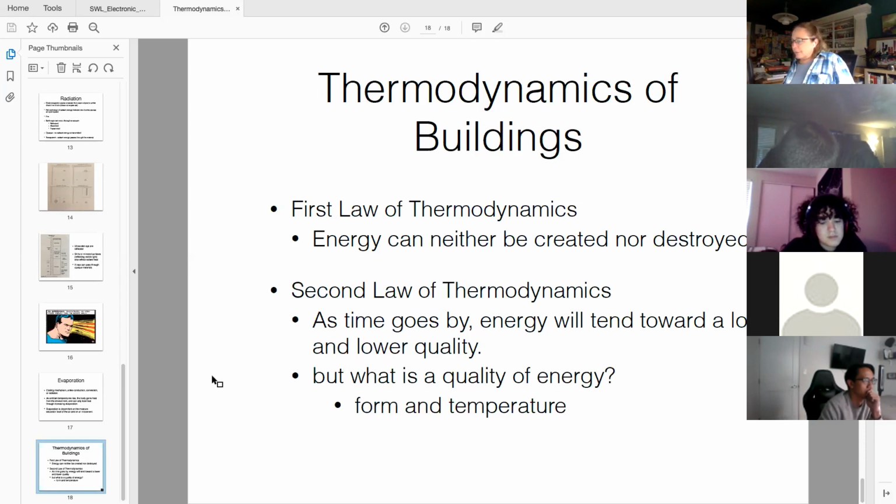The second law of thermodynamics, and this one's a little bit harder to understand, but the second law is that as time passes, the energy will tend towards a lower and lower quality. Okay, but how do you define what quality of energy is? It is defined by the form and temperature. So form being a solid material, or a gas material, or a water material, and its temperature.